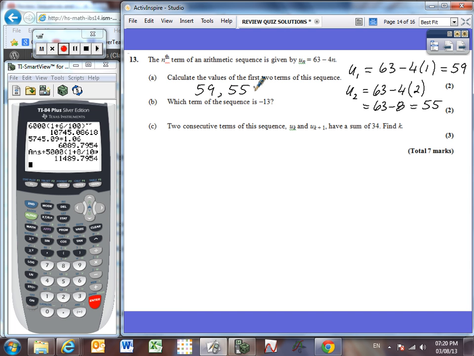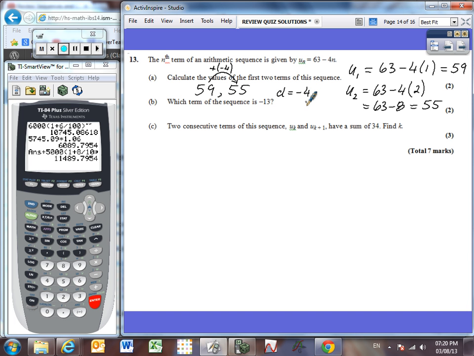What's happening to each term if it's an arithmetic sequence? Well, we can see that what we're adding is negative 4. I suppose you could argue that we're subtracting 4 each time, but I think you're better to think about what you're adding, because it turns out that your common difference is going to be negative 4.